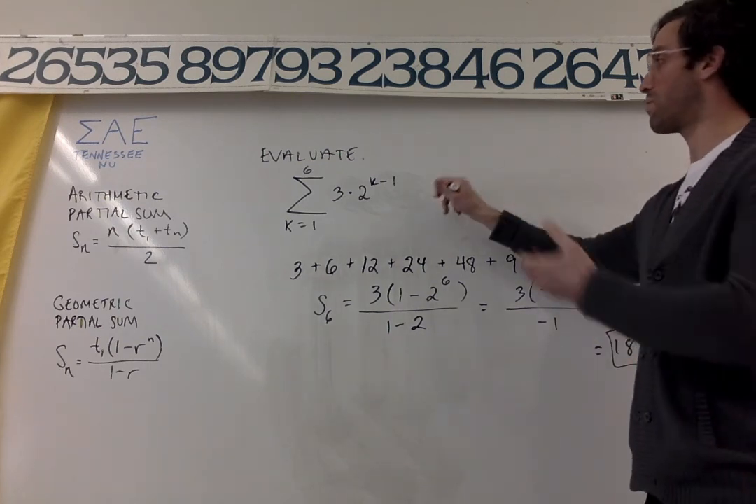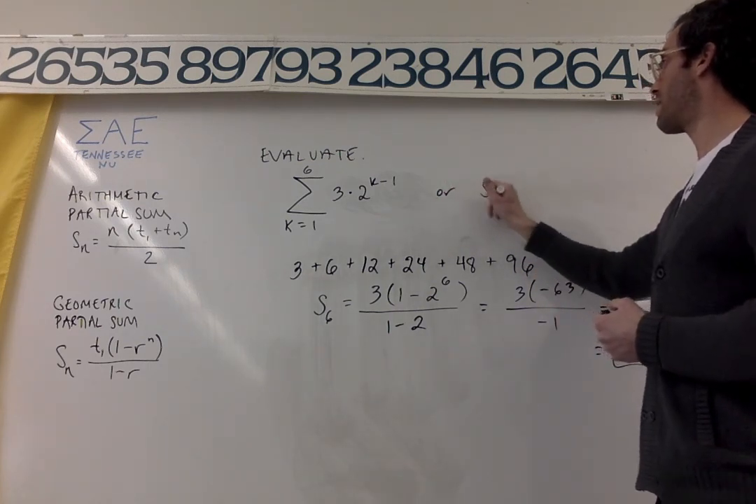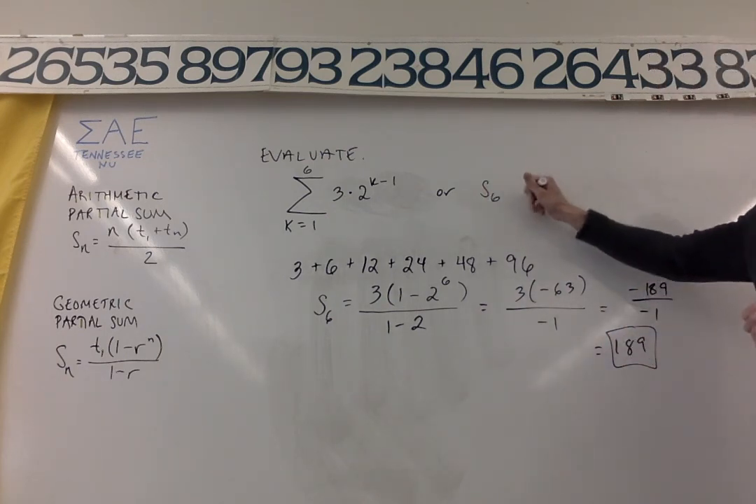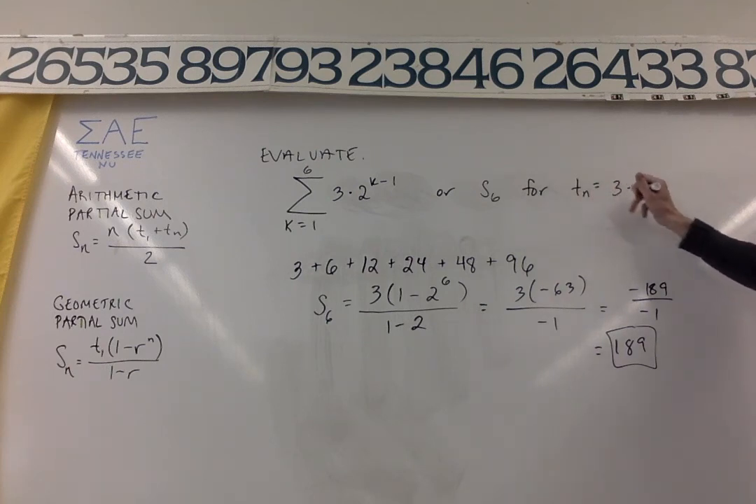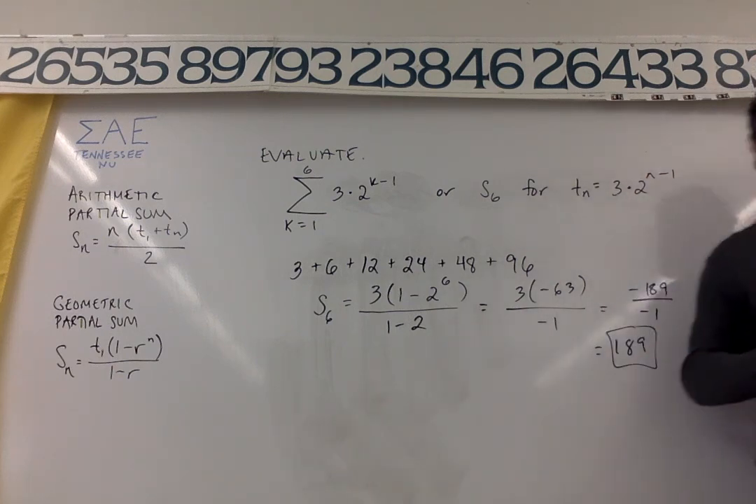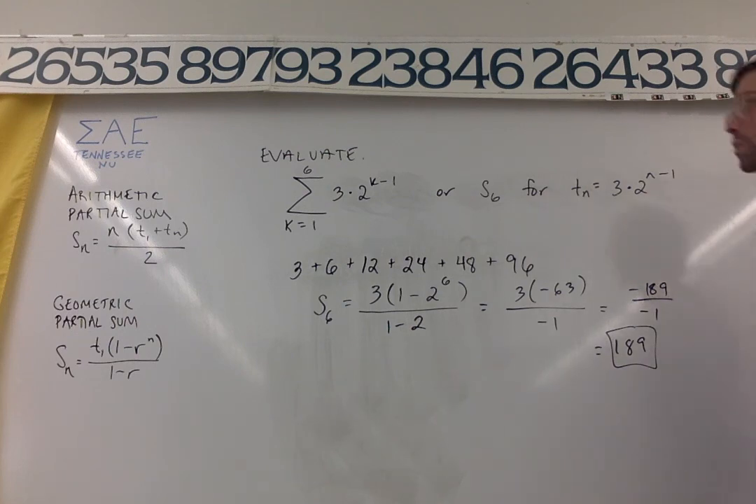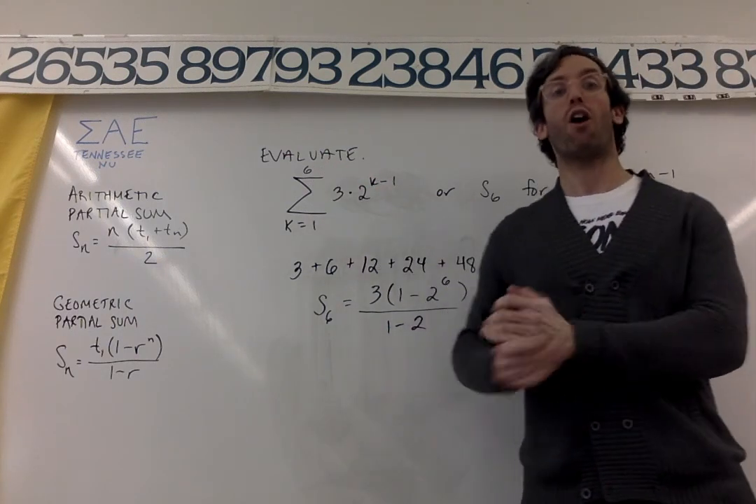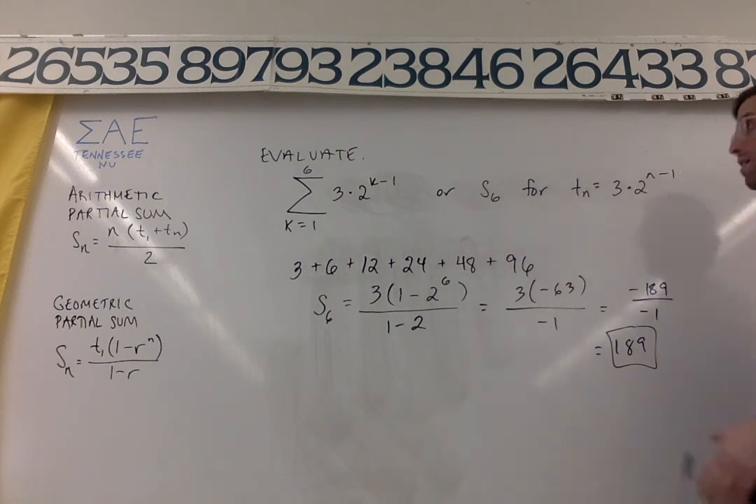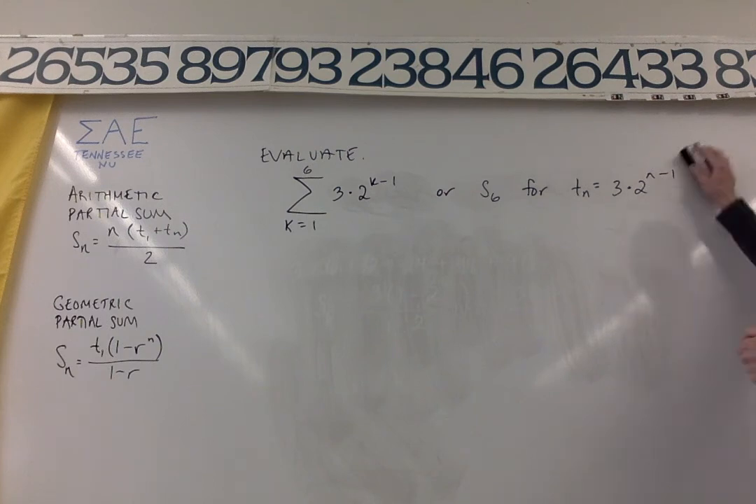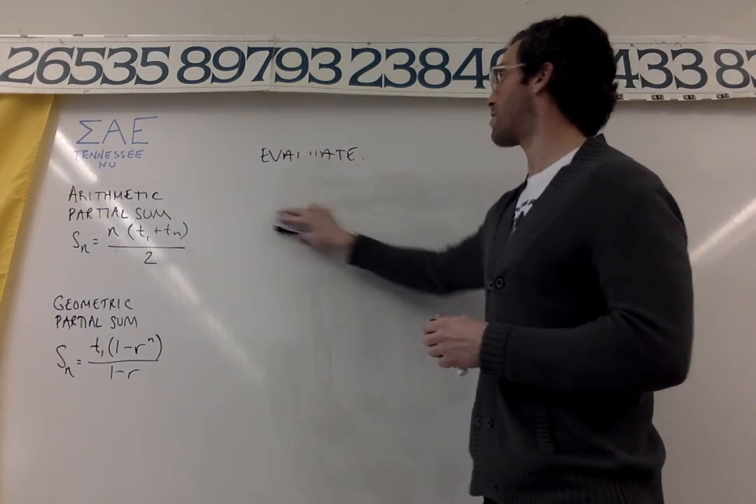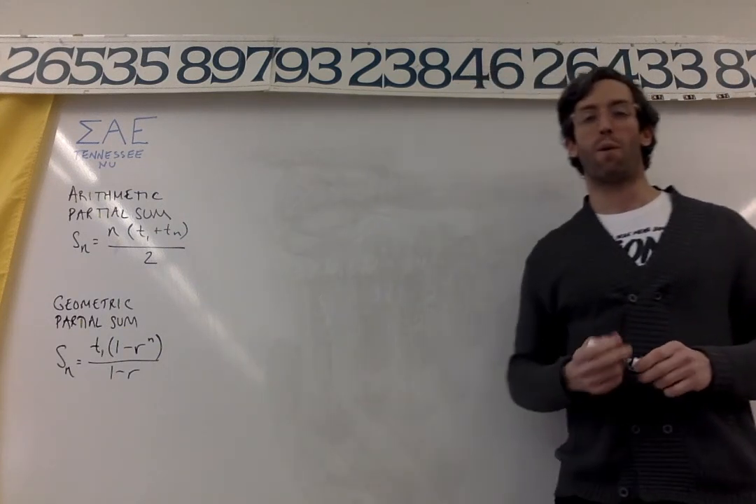All right, so just like I showed you with the last problem, another way you could have been asked this problem would be to find or to evaluate S sub 6 for the sequence t sub n equals 3 times 2 to the n minus 1. So either way, you're asked to find the sum of the first 6 terms, which is called a partial sum. So I just want to introduce you to this new notation. You're not going to always just have arithmetic or geometric expressions. You might have something that's totally different, but if it's not arithmetic or geometric, you do have to write it out the long way and do it by hand.